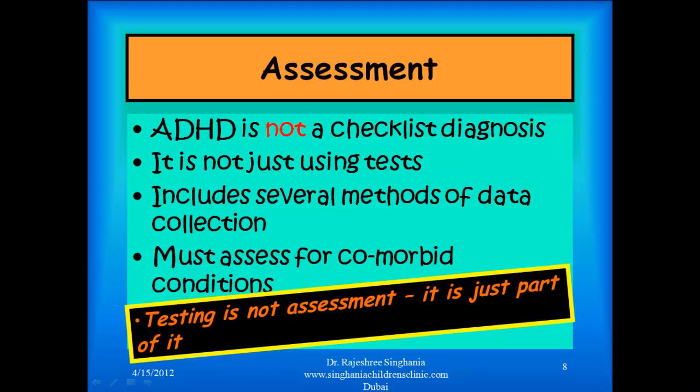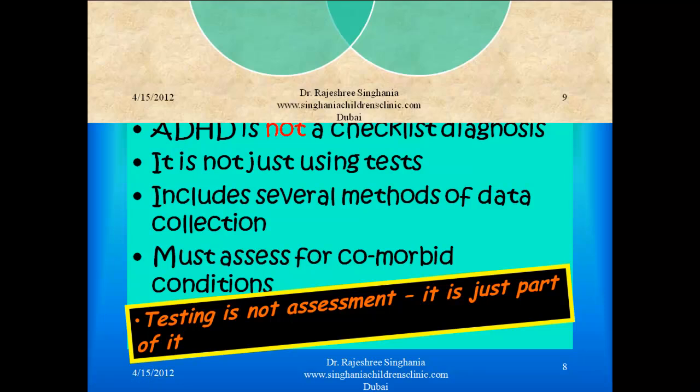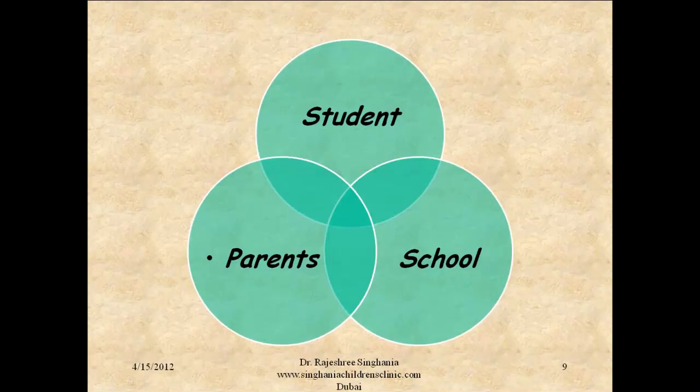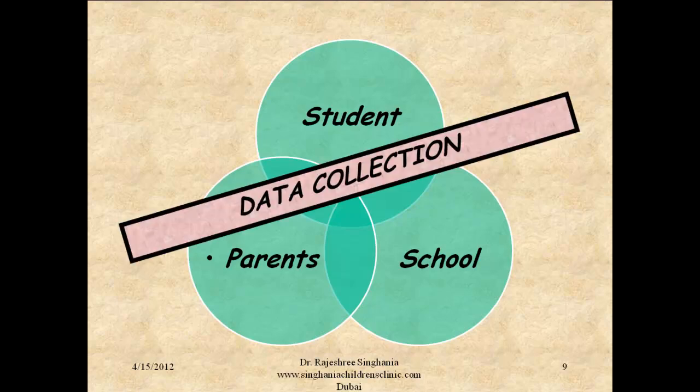It's very important to collect information from the child, from the parent, and from the school. And comorbid conditions must be assessed for. It's very important to talk to the child, however old or young the child is, because what the child information can give us is crucial. Getting information from parents using behavior checklists, getting information from school using standardized behavioral checklists, all these are very important.